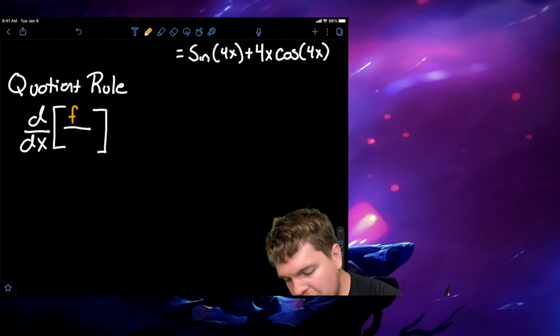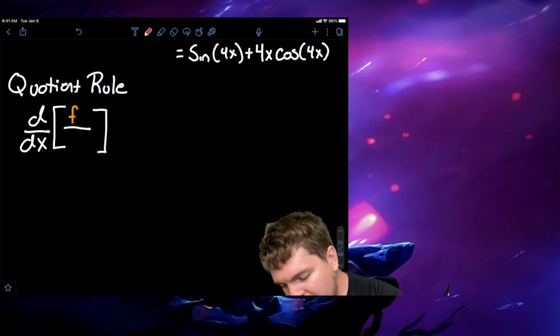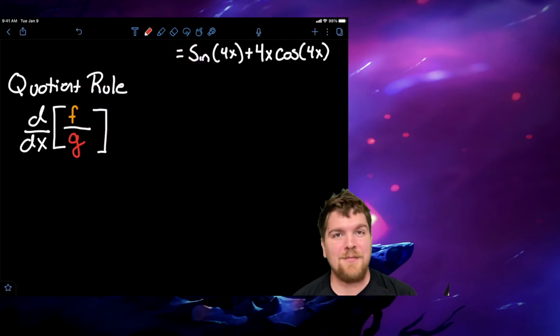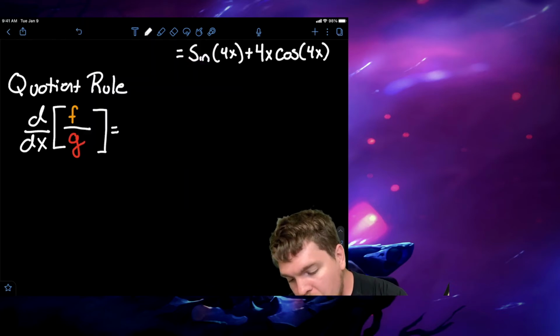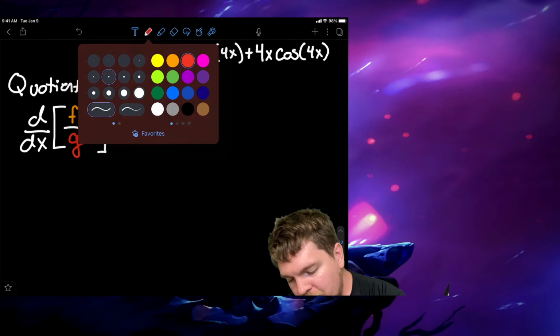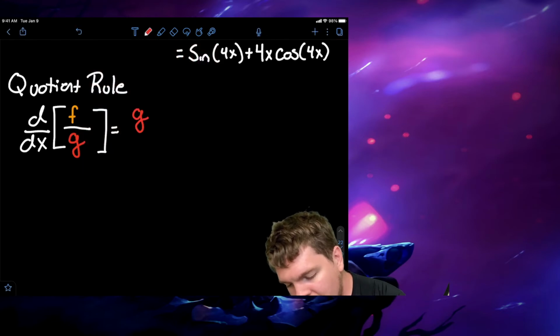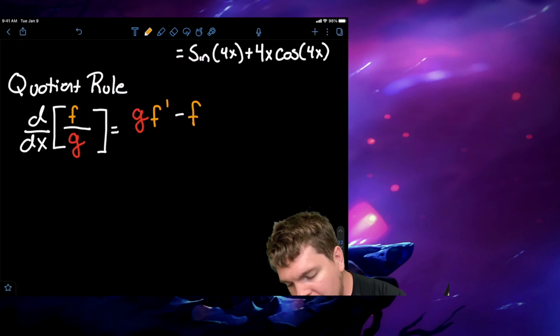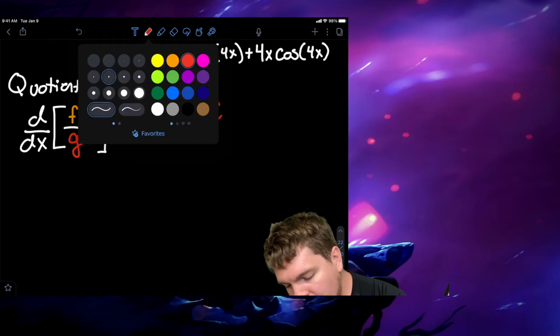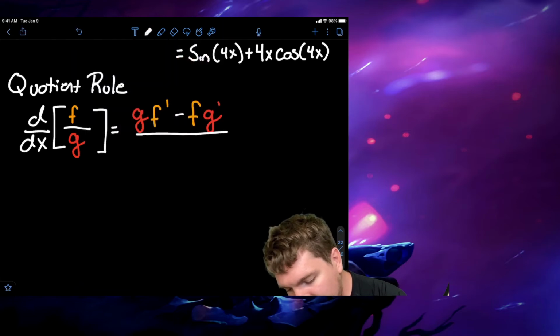So let's say we have some function f, and that function is being divided by some other function g. So say we have f divided by g, and we want to take the derivative of f divided by g. Well, the quotient rule says that this is going to be equal to the denominator times the derivative of the numerator, minus the numerator times the derivative of the denominator, all divided by the original denominator squared.